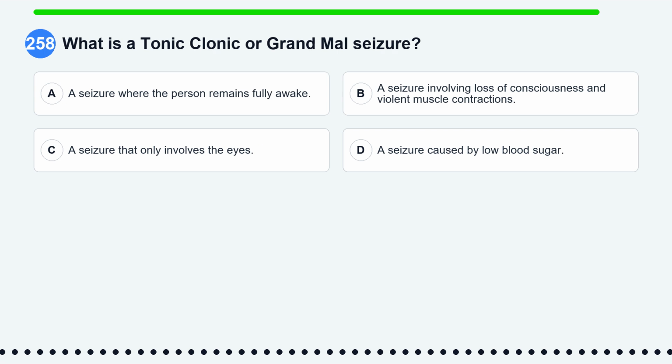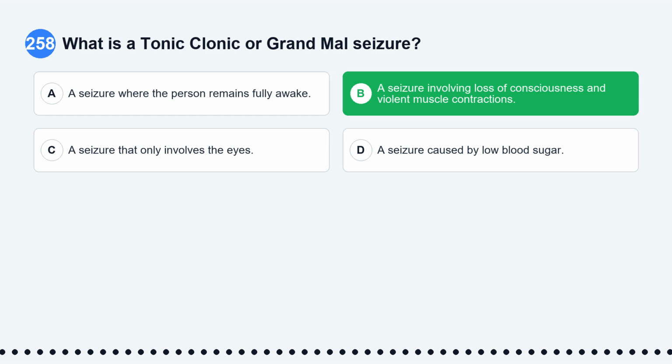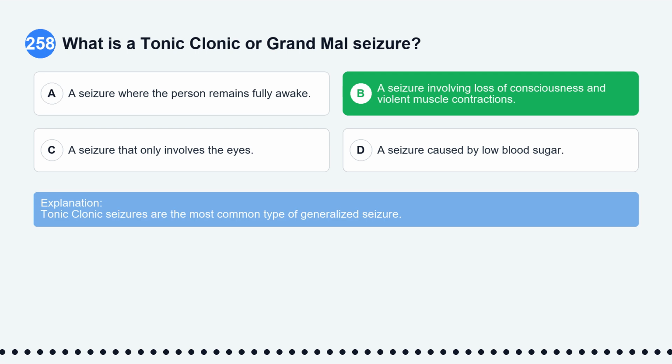Question 258. What is a tonic-clonic or grand mal seizure? Option A, a seizure where the person remains fully awake. Option B, a seizure involving loss of consciousness and violent muscle contractions. Option C, a seizure that only involves the eyes. Option D, a seizure caused by low blood sugar. The correct answer is option B, a seizure involving loss of consciousness and violent muscle contractions. Tonic-clonic seizures are the most common type of generalized seizure.